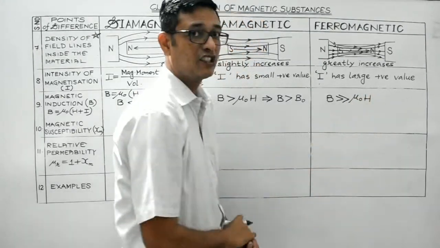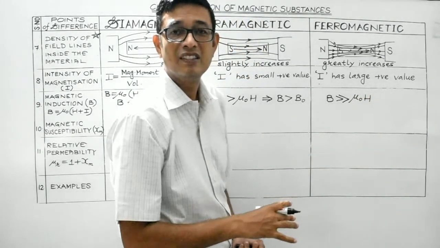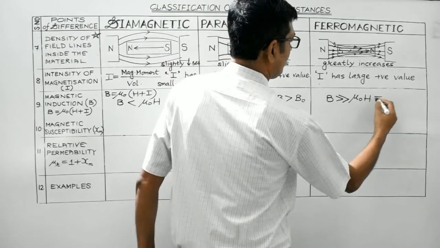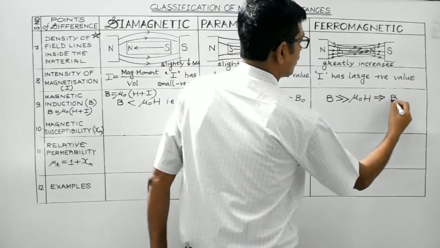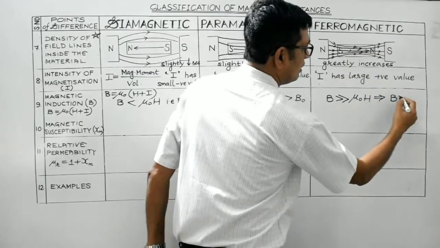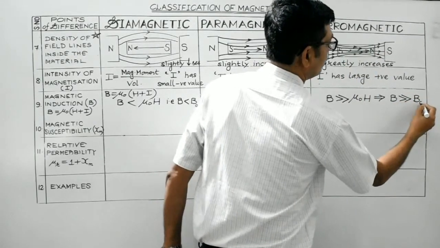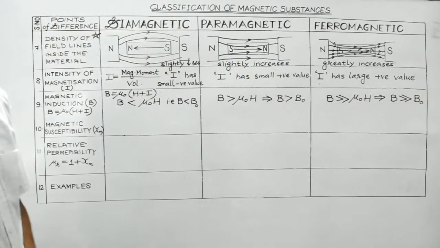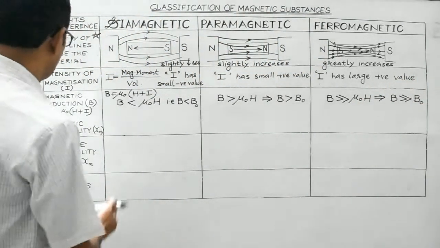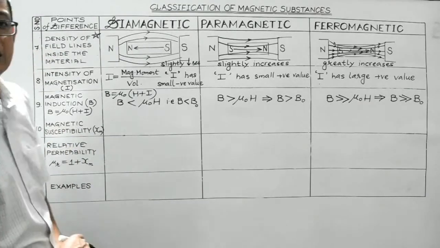And since mu naught H is equal to B naught, which is the magnetic field in vacuum, therefore magnetic induction inside the ferromagnetic material is very, very large as compared to that in vacuum. I hope you have understood this topic. Okay, next is magnetic susceptibility.